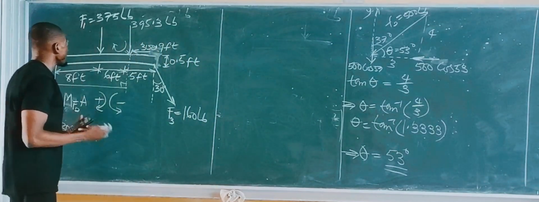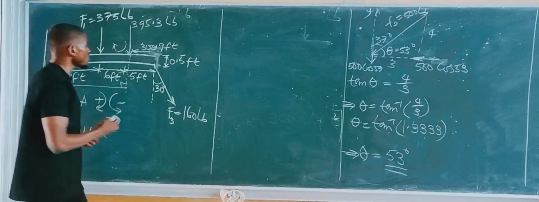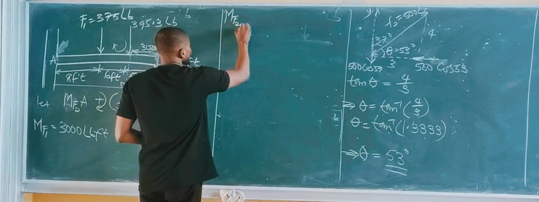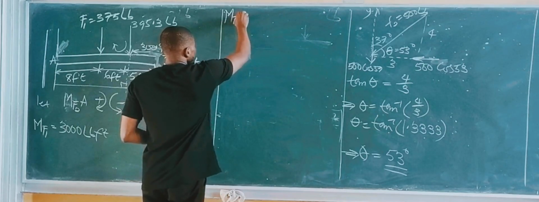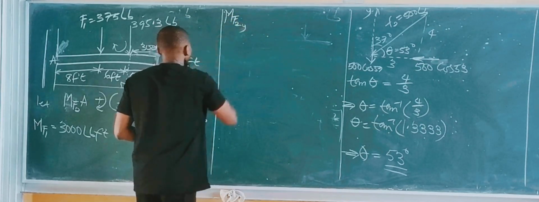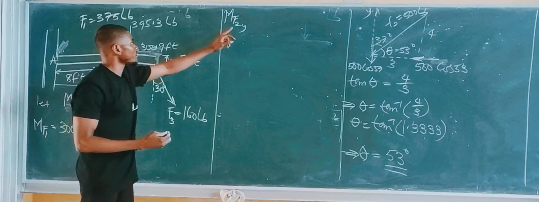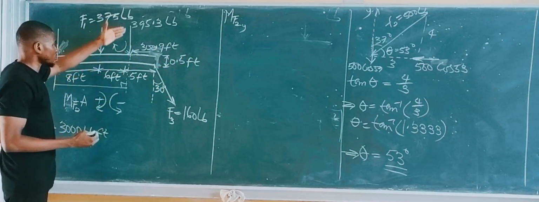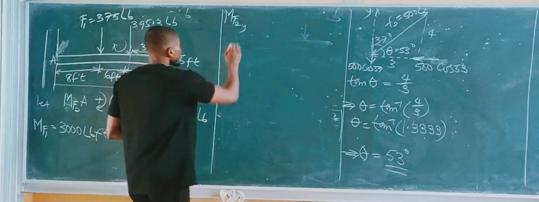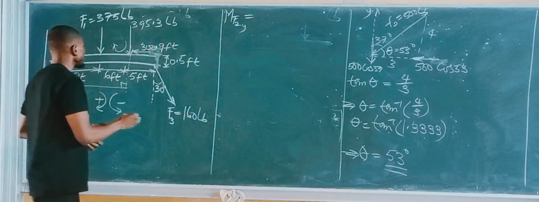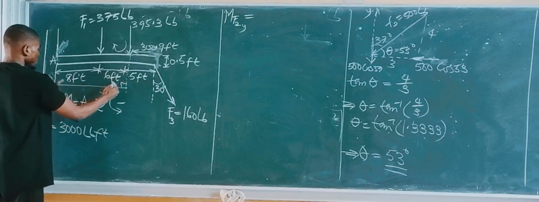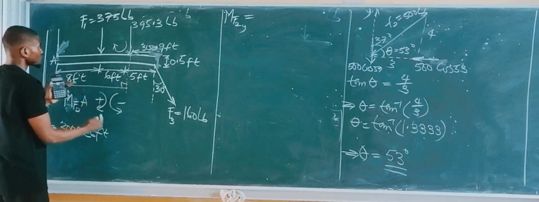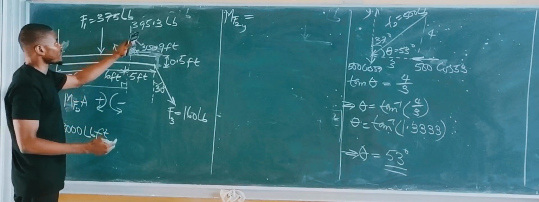Okay, so the moment of this force now, the very first force, let's call that force MF2Y because this is vertical, that's the Y force, the force in the Y direction. So let's call it MF2Y. MF2Y is simply equal to what? Okay, the distance it takes this force to get to point A is equal to 8 plus 6, and that is 14. So it becomes 14 times 395.3.